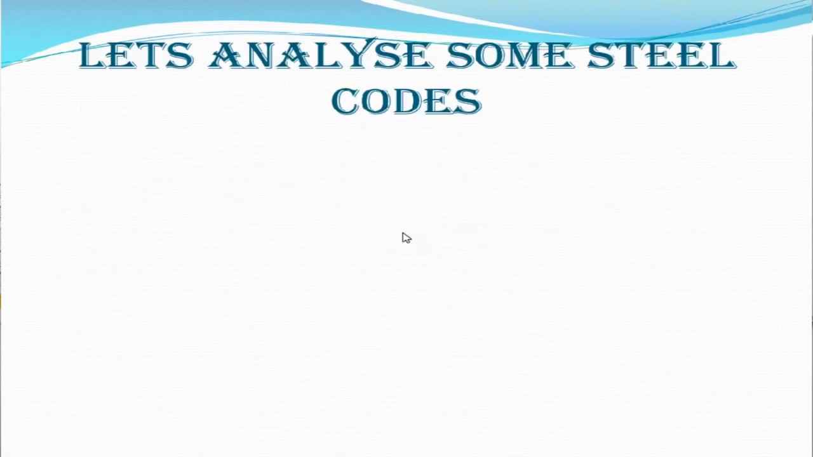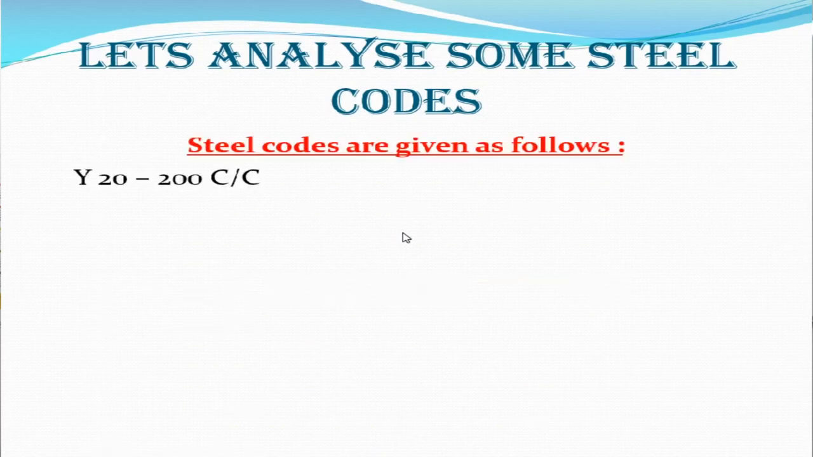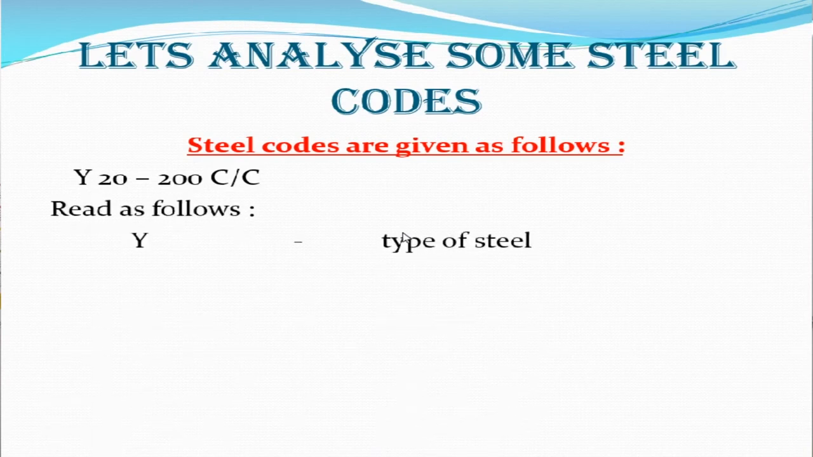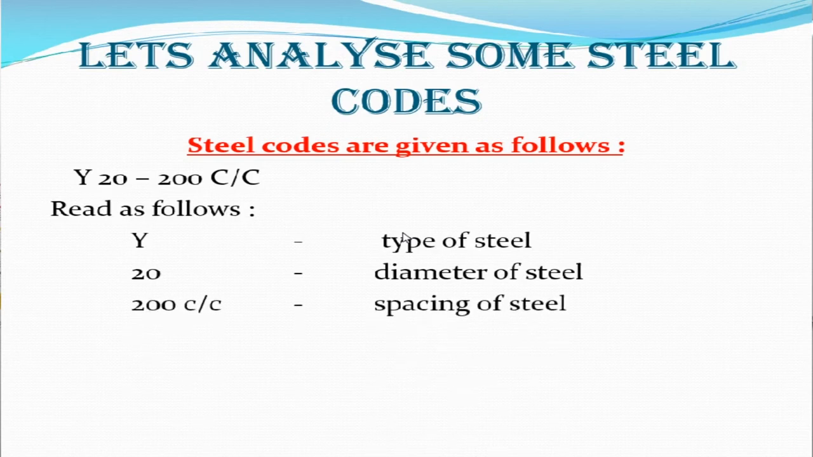Okay, now we need to analyze some steel codes. I spoke to you about the Y and the 20 and the CC and all the rest of it. So when they tell us Y, the Y basically means it's a type of steel, whether it's reinforced or unreinforced. The 20 talks about the diameter or the size of the steel that we're using. And the CC means the spacing between the steel bars that is needed. So the Y is the type of steel. The 20 would be the diameter of the steel, and the CC means the spacing of the steel center to center.